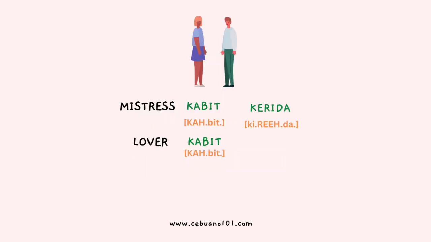Next one, we have mistress. For a woman, mistress, two terms: kabit or querida. Querida is actually a Spanish term. And for men, we call it lover. You can use kabit. One more time, mistress is kabit or querida. This is for the woman. Lover, referring to a man, you can just use kabit. We don't use querida for men, okay? So normally just kabit for men, and for women, mistress, we use kabit or querida.